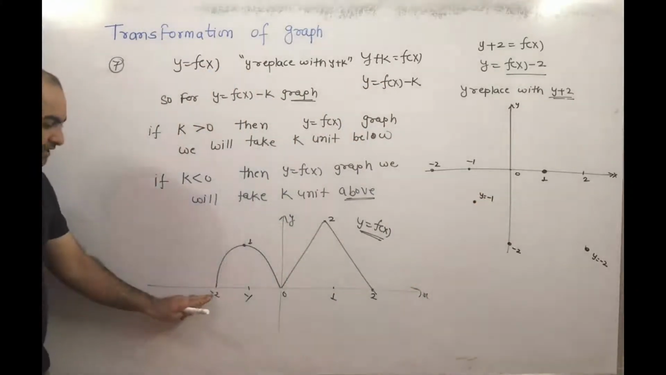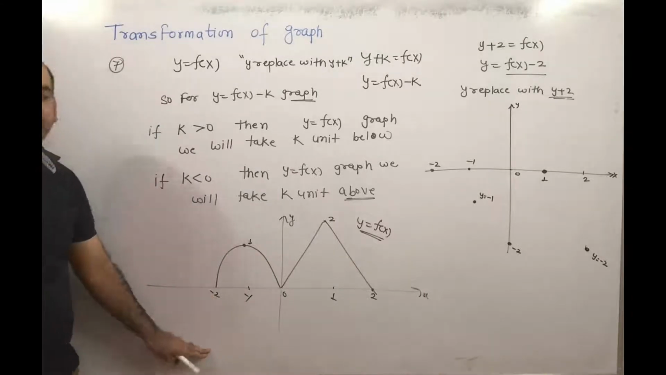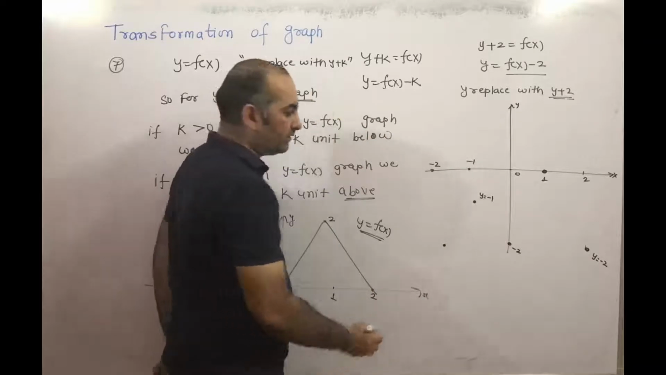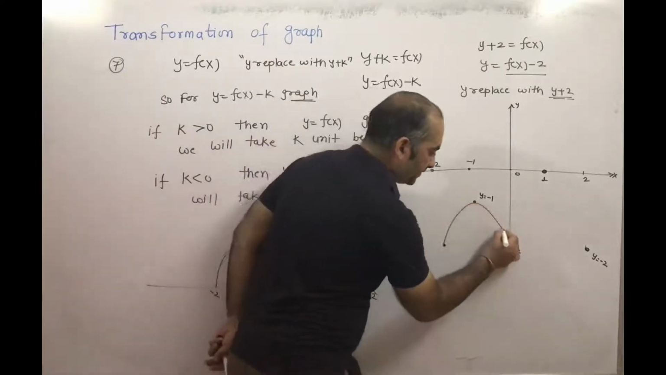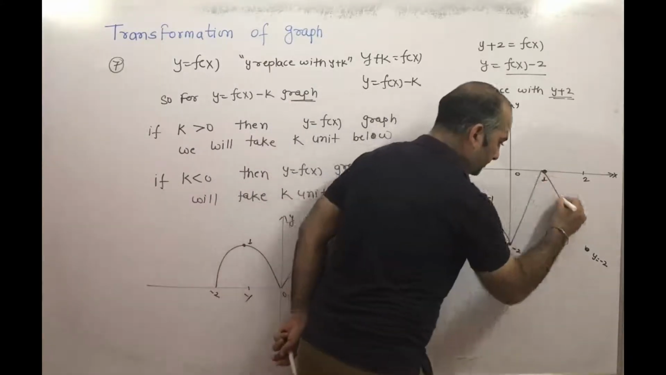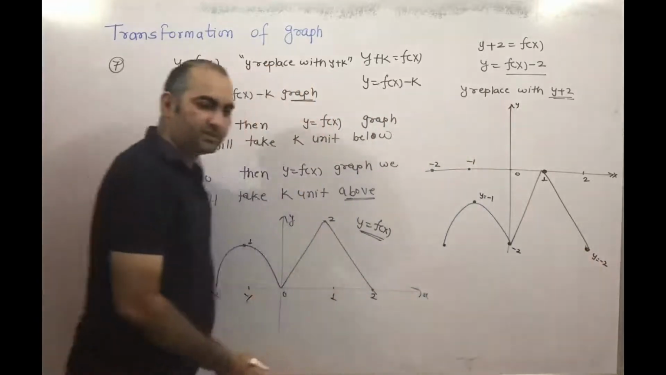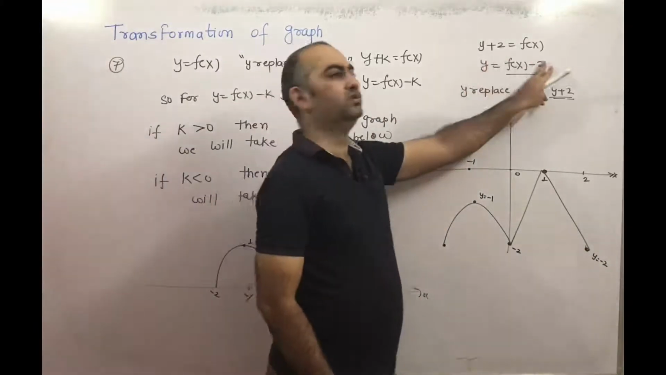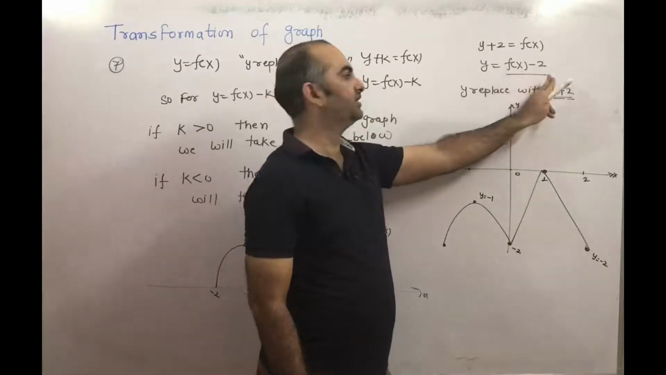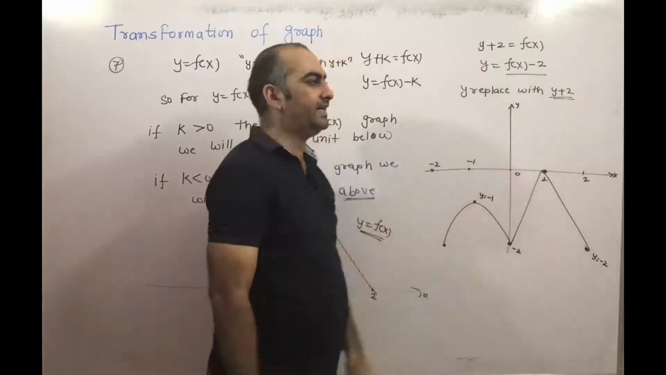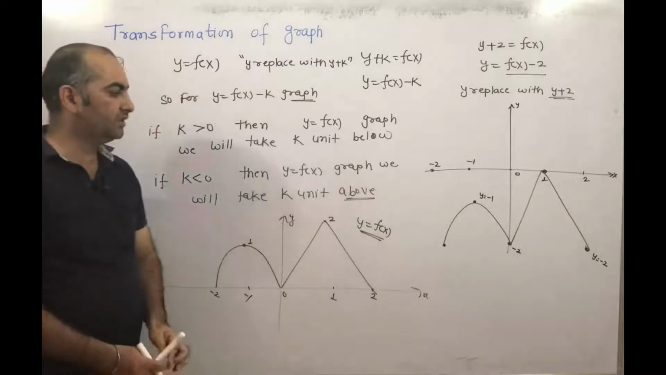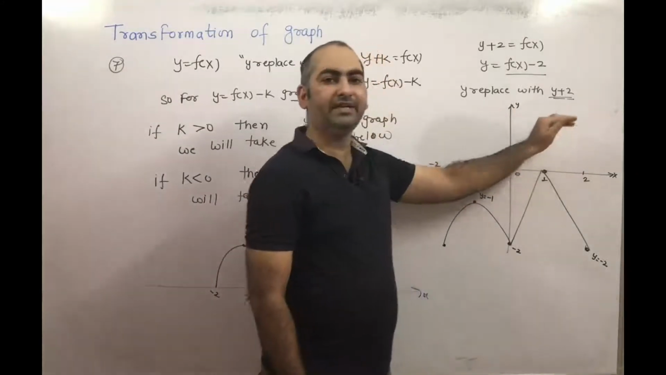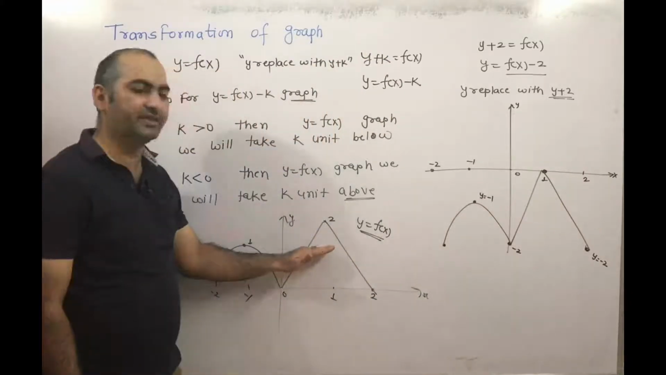At minus 2 we are getting 0, so this will reach at what? Minus 2. So this will go to minus 2. So what graph will come? This graph will come. So you can see this graph, if you shift 2 units below, then we will get y plus 2 equal to f(x). That means y equal to f(x) minus 2. So you can see here, y is replaced with what? y plus 2. So we will take this y equal to f(x) graph 2 units below.